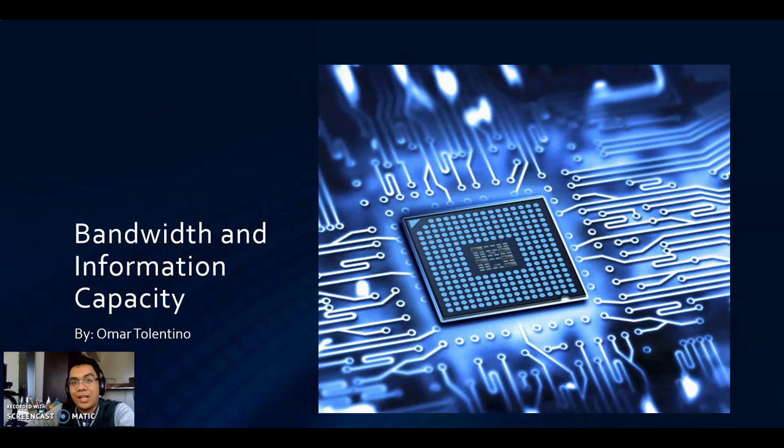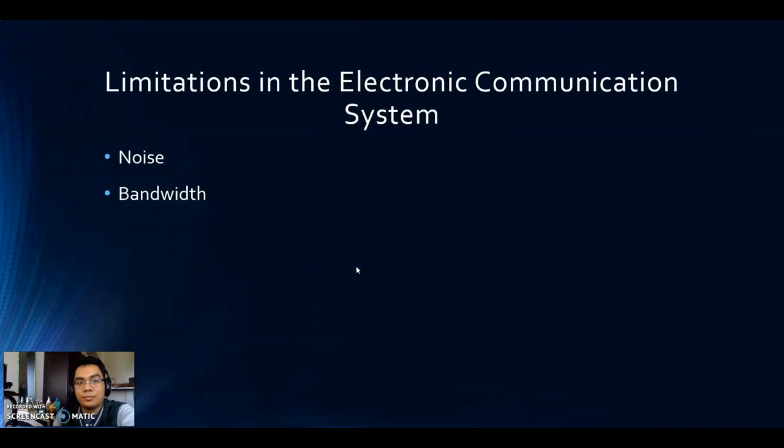Hi guys, my name is Omar Tolentino, and for this part of our report, I will be discussing bandwidth and information capacity. So, in the electronics communication system, there are two known limitations. One of them is noise limitation, and the other one is the bandwidth limitation.